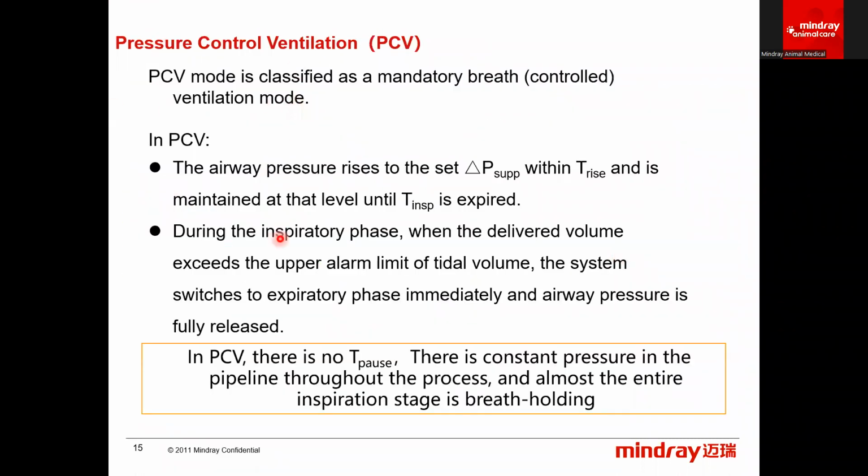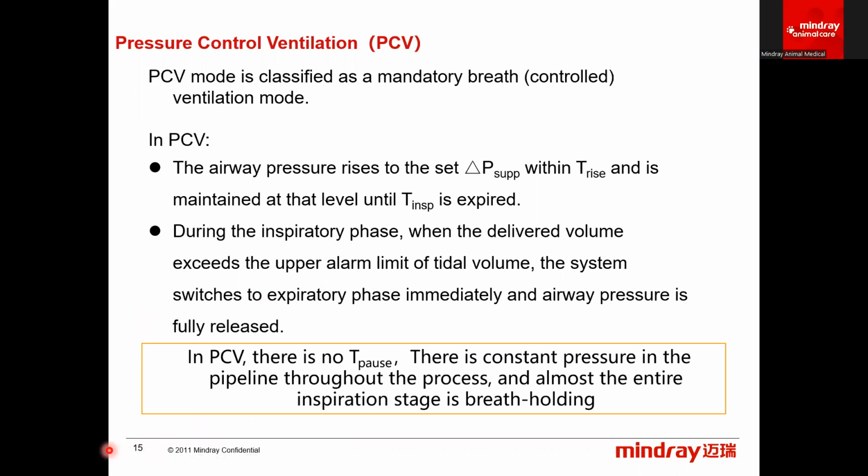In pressure control ventilation, your patient is breathing in quickly, holding their breath, and then exhaling. So during the inspiratory phase, if the delivered tidal volume exceeds the upper alarm limit, the system will automatically switch to expiratory phase immediately and release. The same way, if your patient reaches that airway pressure limit, the exhalation valve immediately opens so that your patient will not go above that pressure limit. It's the same with this tidal volume limit.